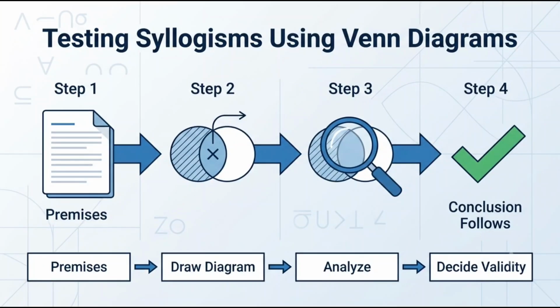We first draw the premises on the diagram. Then we check whether the conclusion is already represented. If it is, the syllogism is valid. If not, it is invalid.